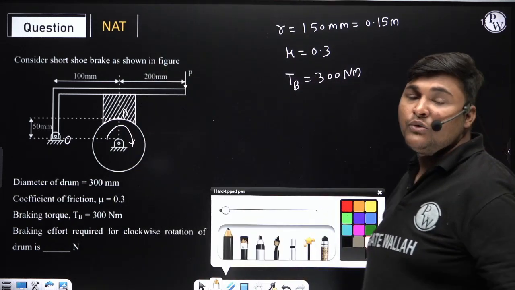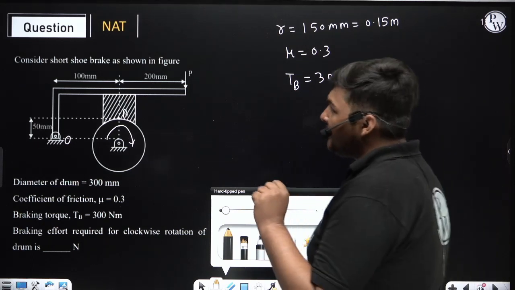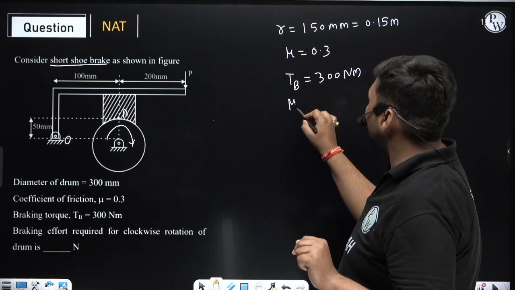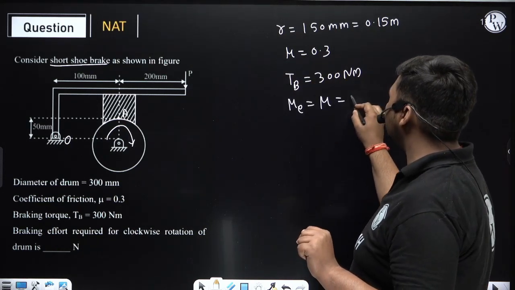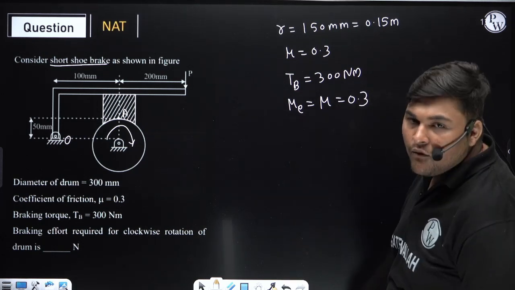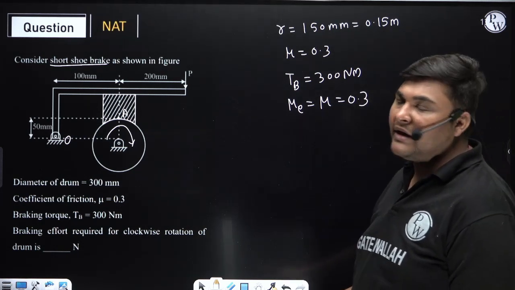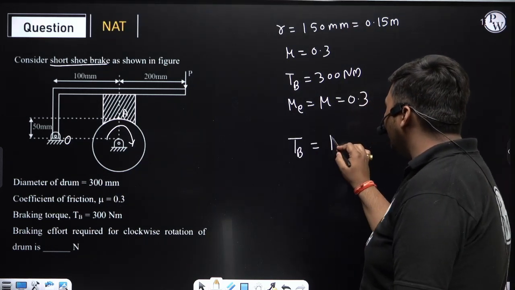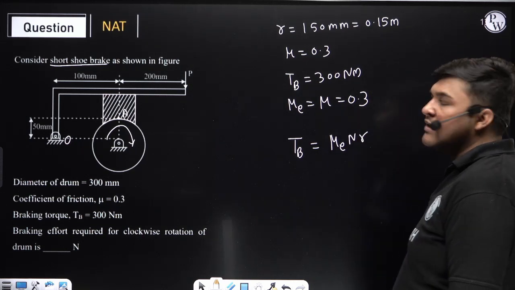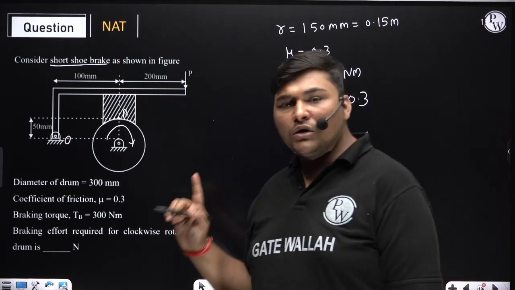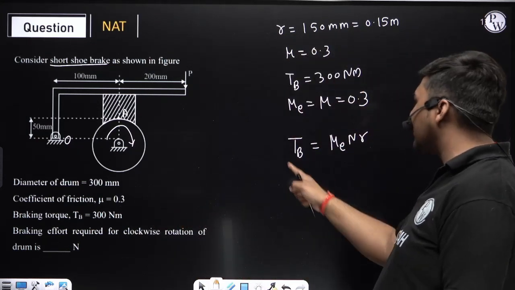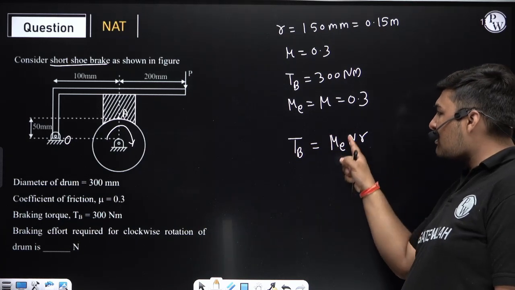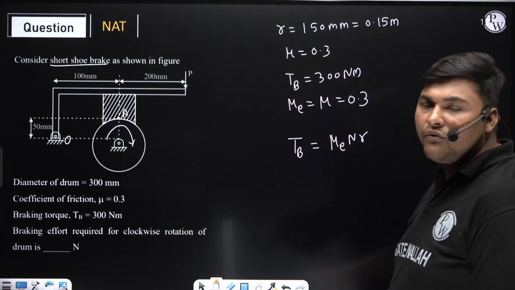Now here first we need to find mu equivalent. Here the examiner has already mentioned it is a short shoe brake, and for a short shoe brake mu equivalent will be equal to the actual mu, that is 0.3. Now we will draw the FBD of the drum and lever. Here the braking torque is already given. Now what is the formula for braking torque? Mu equivalent into N into small r, where r is the radius of the drum. I have already told you for shoe brake, if you want, you can remember this formula directly. Since braking torque, mu equivalent and radius of drum are given, we can find the value of N. So first we are finding N.